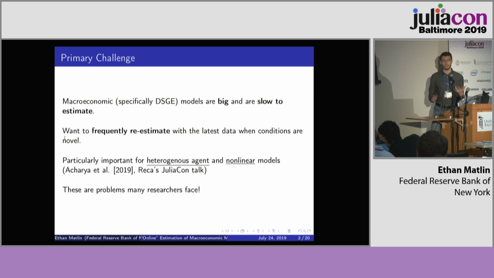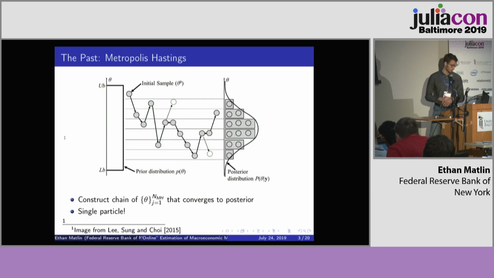Now, these are problems that many researchers face. We all want our code to be faster. We want it to be run in parallel. We want it to be somewhat adaptive and incorporate new data. And so you'll see some parallels that may apply to non-economic work as well.